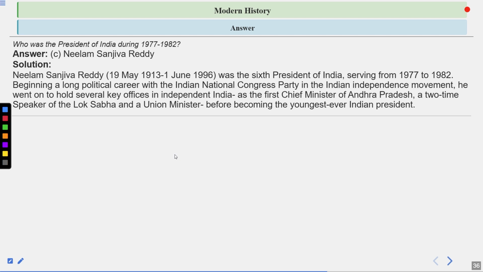a long political career with the Indian National Congress Party in the Indian independence movement. He went on to hold several key offices in independent India as the first Chief Minister of Andhra Pradesh, a two-time Speaker of the Lok Sabha, and a Union Minister before becoming the youngest ever Indian President.